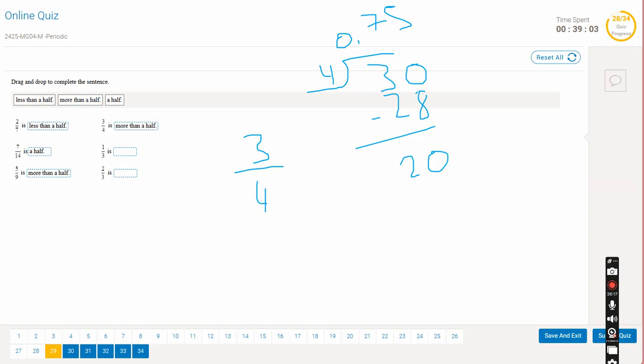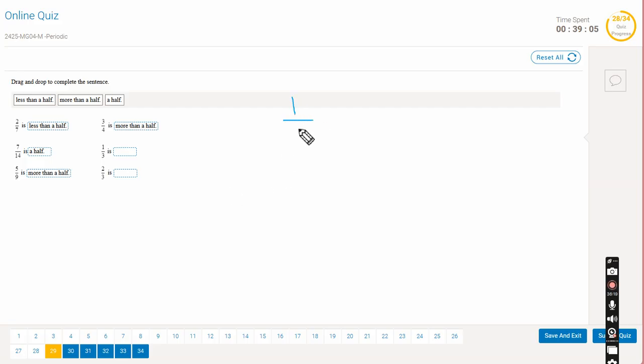The next one, 1 over 3. 0.3, because that's going to be 9, and then you put another one, so 0.3 is just going to be below. Yeah, even if it has like a larger next number.